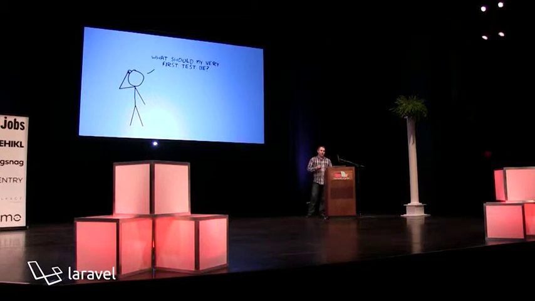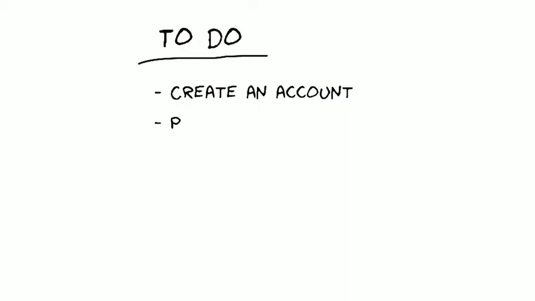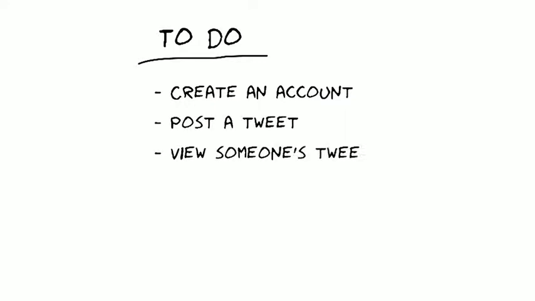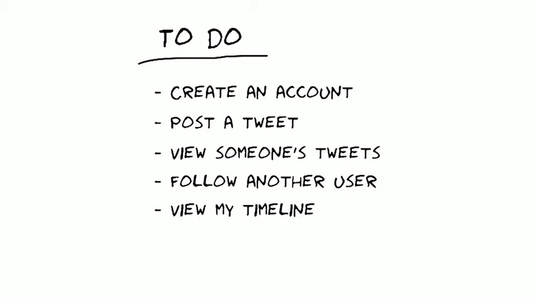So when you're trying to figure out what your very first test should be, you have to think about what the features are that this application is going to have. So what are a couple things that you might be able to do in Tweeter? Well, create an account. That's something that you're probably going to have to do. Post a tweet. View someone else's tweets, like go to someone's profile page and see what they've been talking about. Follow another user so their tweets show up in your timeline. Or view your timeline and see the tweets that the people you are following have been tweeting.